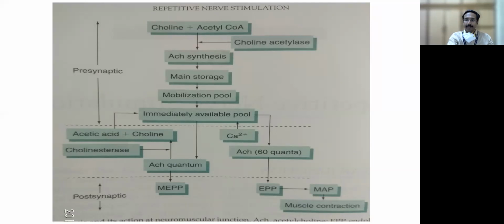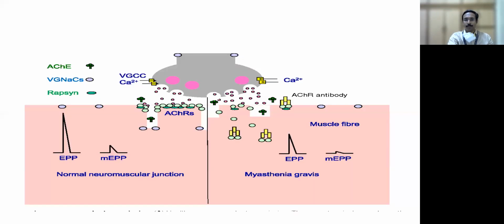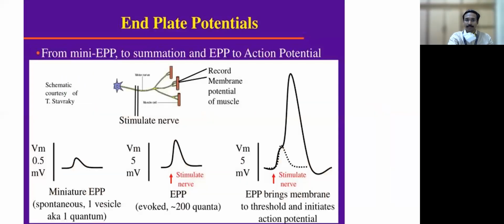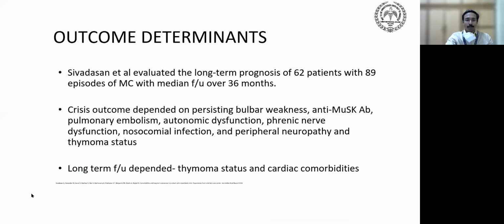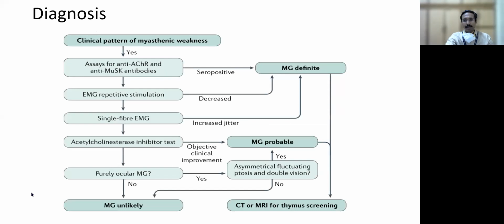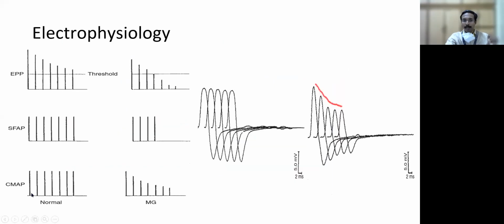So we take advantage of this pathophysiology when we are doing repetitive nerve stimulation, a slow 3 Hz repetitive nerve stimulation. So this is a normal patient. For every normal patient, every time a nerve impulse comes, you will have an end plate potential being produced. So this is the threshold, and every time from the immediate reserve, you have the acetylcholine being produced.